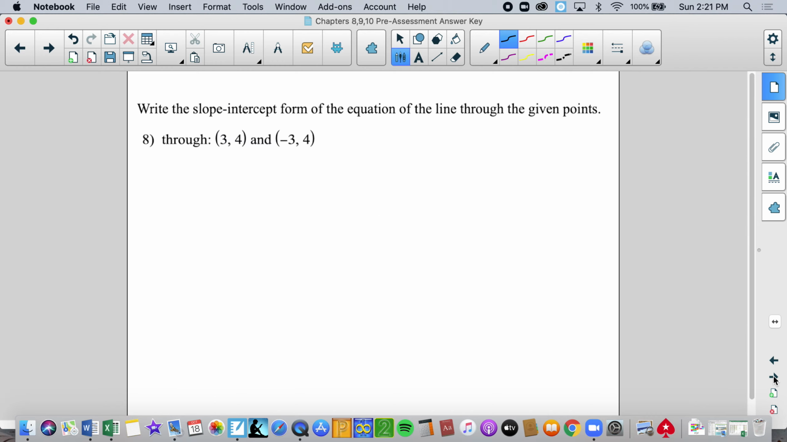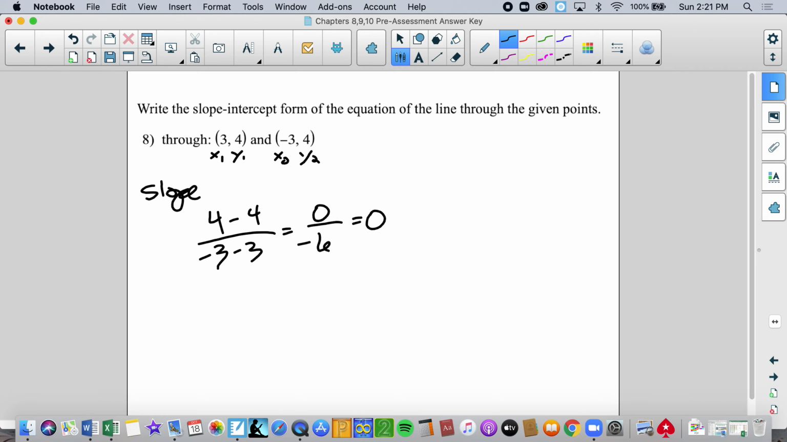Good. Let's try this one. Again, let's find the slope first. You have x sub 1, y sub 1, x sub 2, y sub 2. You have 4 minus 4, -3 minus 3. You have 0 over -6, which equals 0. That would be my slope.